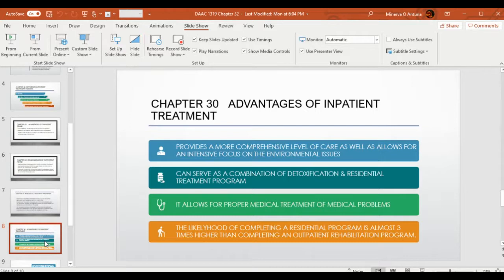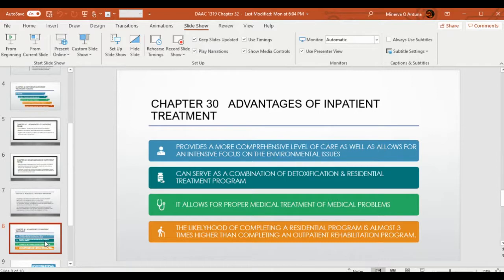Some programs are not set up to have detox, and some are set up to do everything from detox, inpatient, outpatient, partial care, aftercare, everything. It allows for the proper medical treatment of medical problems. And we know already that people who have substance use disorders, alcohol use disorders, have a lot of medical problems prior or as a result of the misuse.